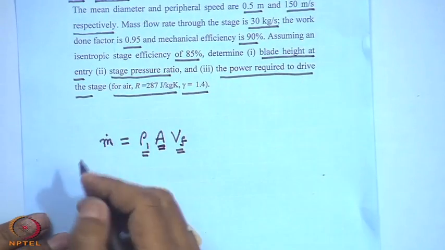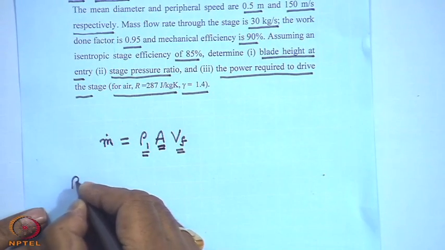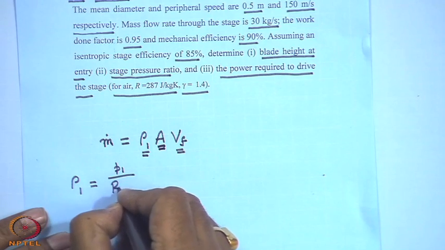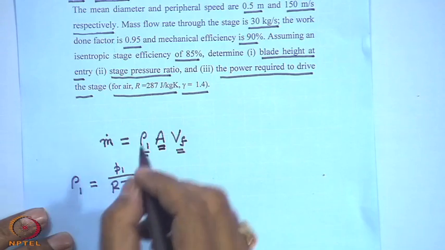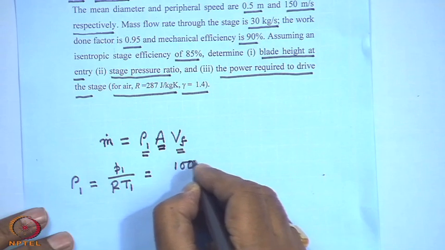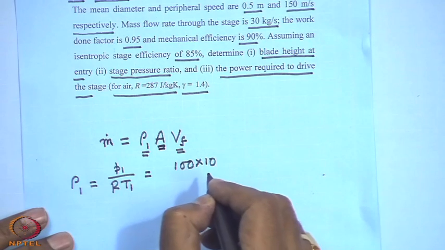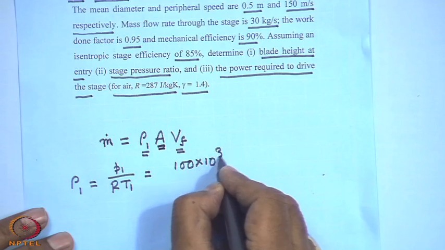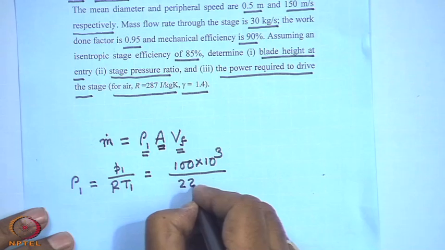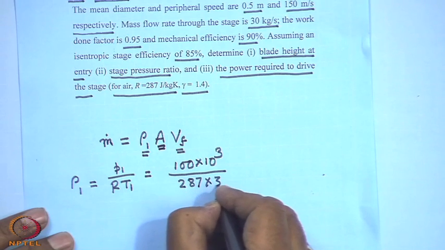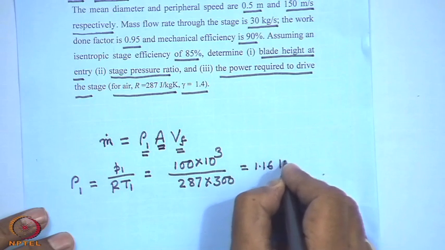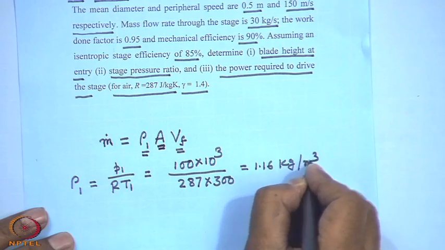Now, let us find out rho 1. Rho 1 at the inlet can be found out from the equation of state as P1 by R T1. P1 is given as 100 kilonewton per meter square, so 100 into 10 to the power 3 Newton per meter square. If you put the value of R as 287 and T as 300, we get rho 1 comes out to be 1.16 kg per meter cube. Alright, we get rho 1.